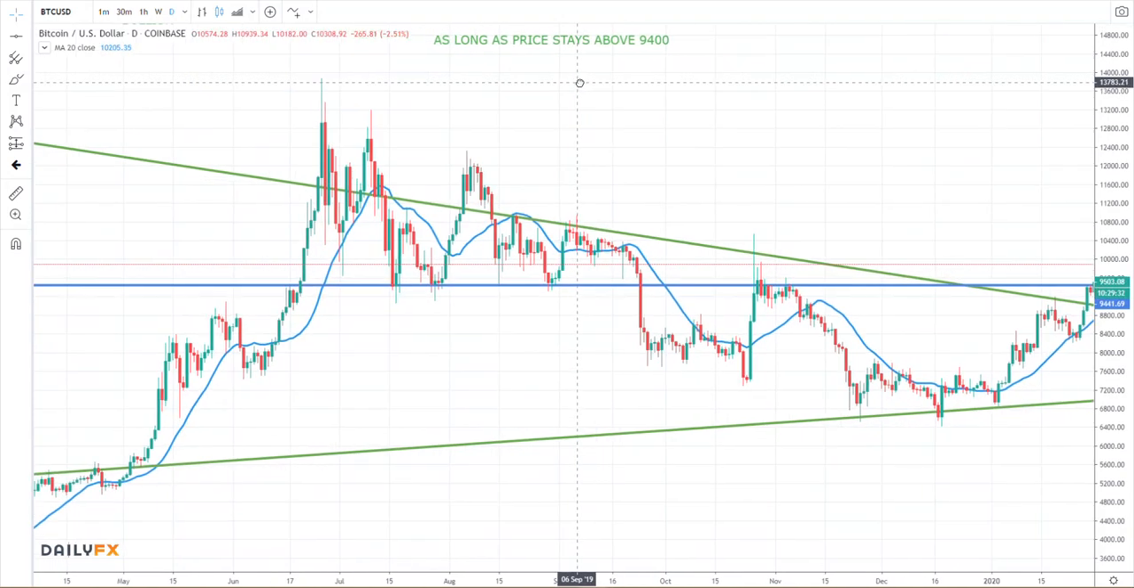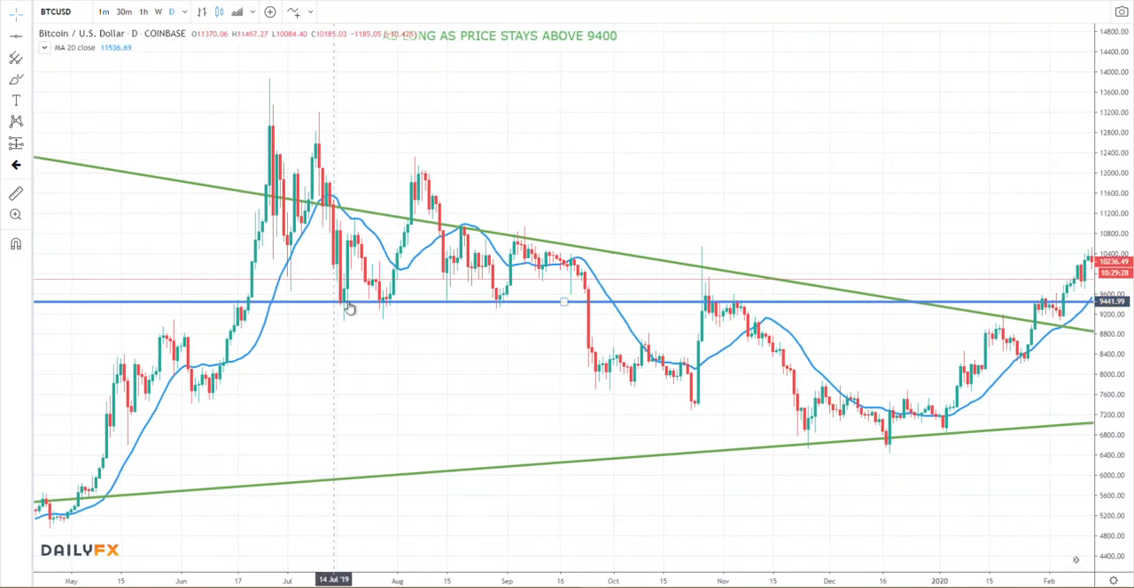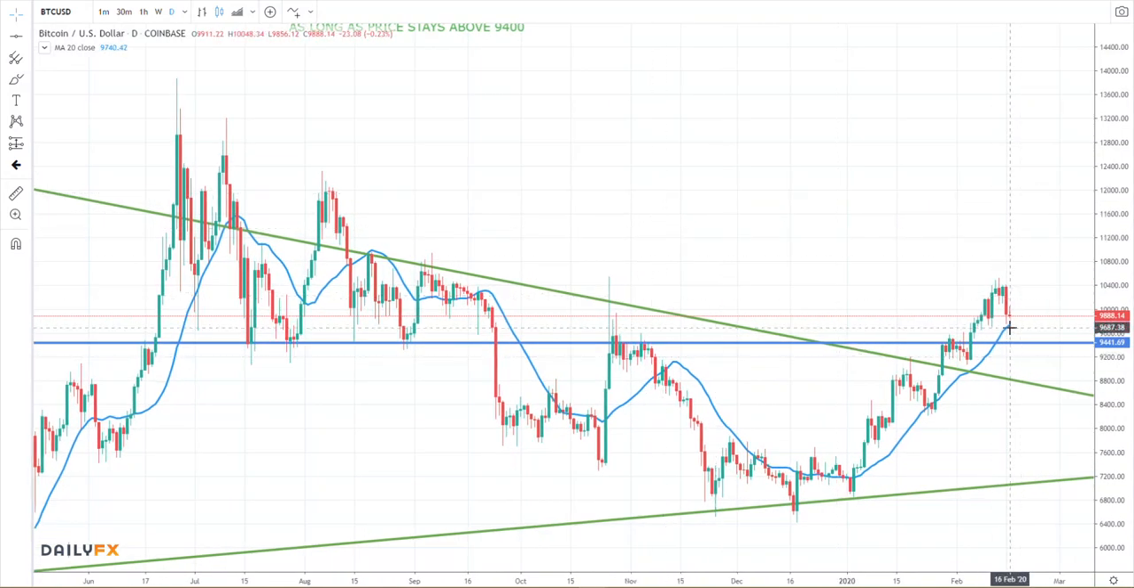So I have it up here as long as price stays above 9,400, because as you can see, that was a support and resistance zone for a while, all through 2019. Now price has moved back on top of that. And as long as that stays true, that's bullish.